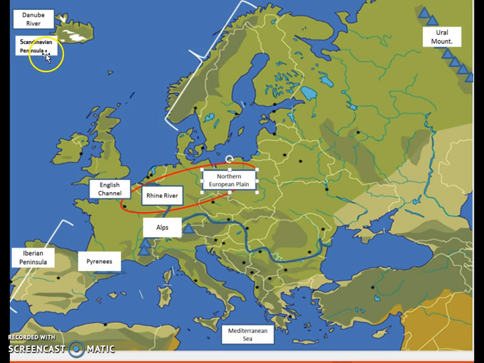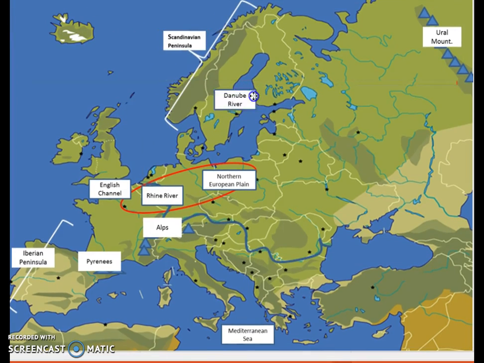Show me where the Scandinavian Peninsula is. Okay, and it is made up of what two countries? Not that you have to know these two countries, but Norway and Sweden. And finally, last but not least, the Danube River, also starts in the Alps, and it's located right over here. It's actually the second longest river in Europe. It flows from the Alps eastward and empties into the Black Sea.